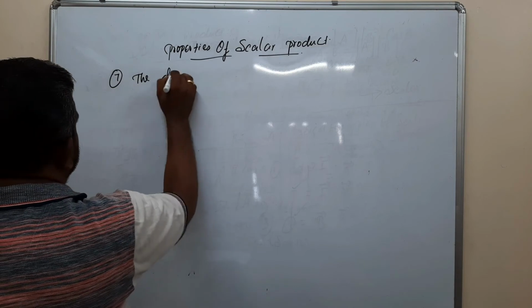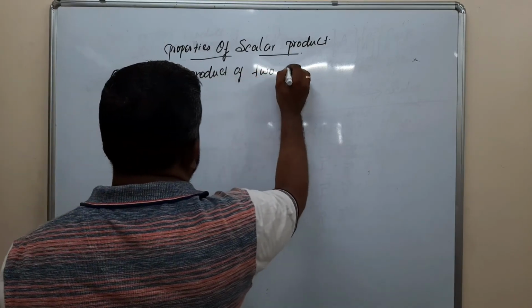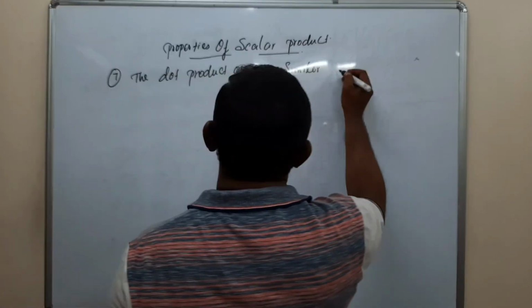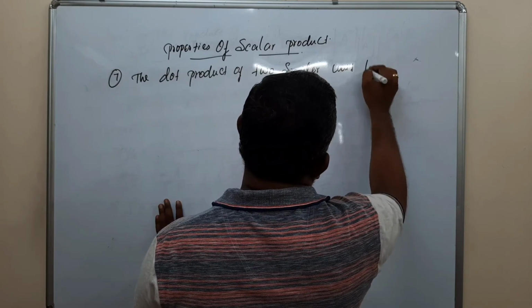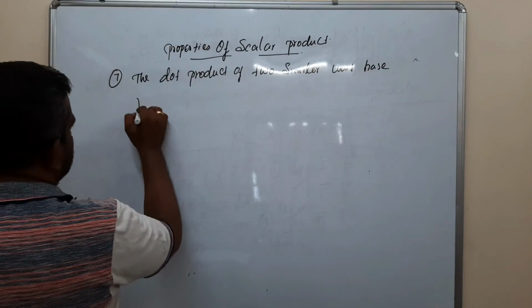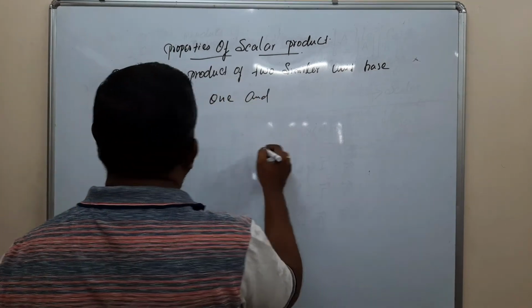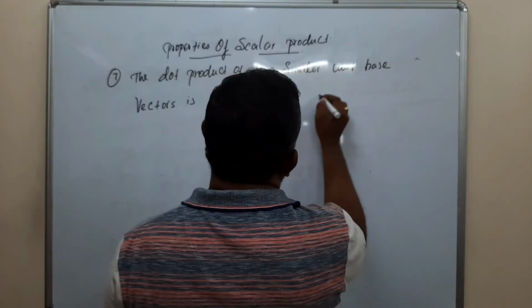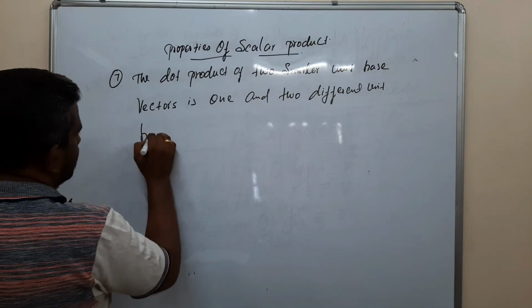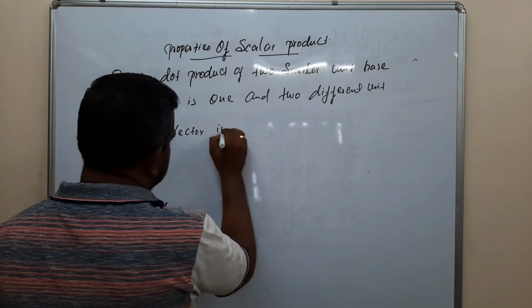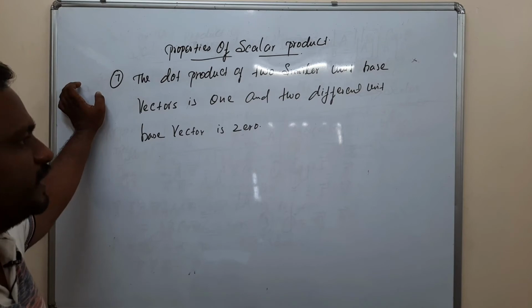The dot product of two similar unit base vectors is 1, and the dot product of two different unit base vectors is 0.